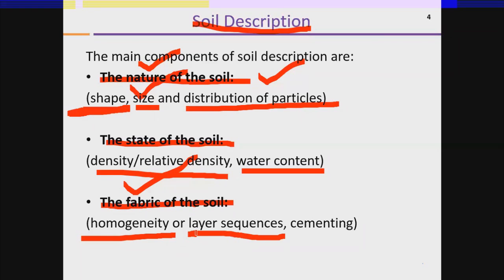And an example of stratification is that, for example, from the ground surface till 5 feet depth, you are having clay. Then after 5 feet till 10 feet, you are having sand. Then after 10 feet till 15 feet, you are having gravels. So this is the accumulation or deposition of soil particles in pronounced layers. So this will be called stratified soil.